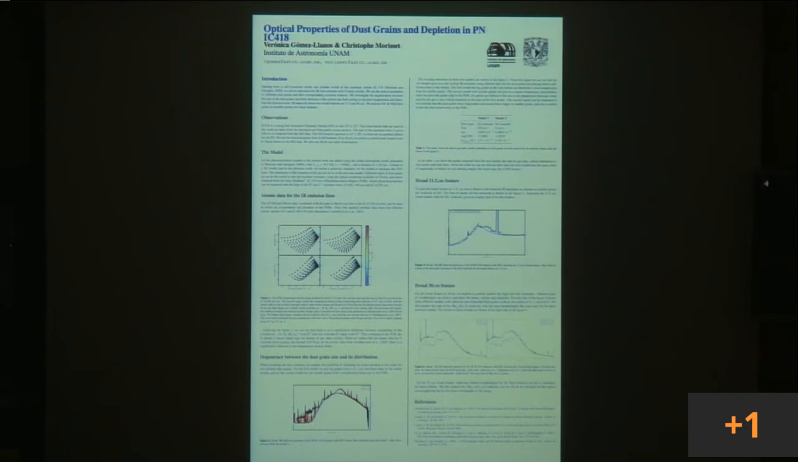Hi, good morning. My name is Veronica. I work with Dr. Morisset. In this work, we try to model the infrared dust emission using Cloudy models. We focus on two broad features at 11.5 and 30 microns that are observed in the infrared. We use silicon carbide and magnesium sulfide molecules, using spherical and ellipsoidal grains to try to reproduce the emission. If you want more information, you can come to poster number 9. Thanks.